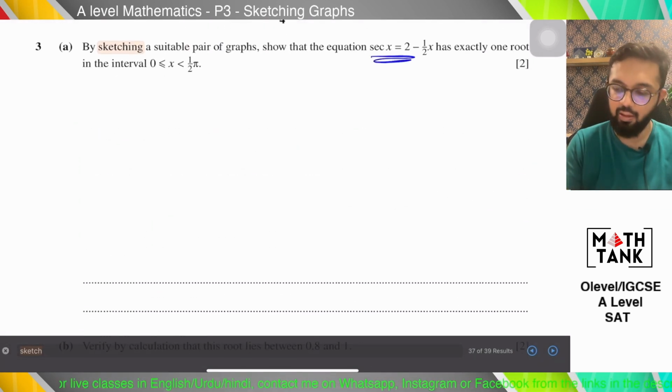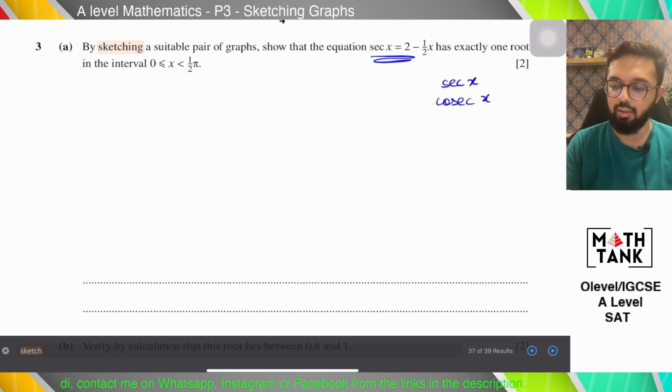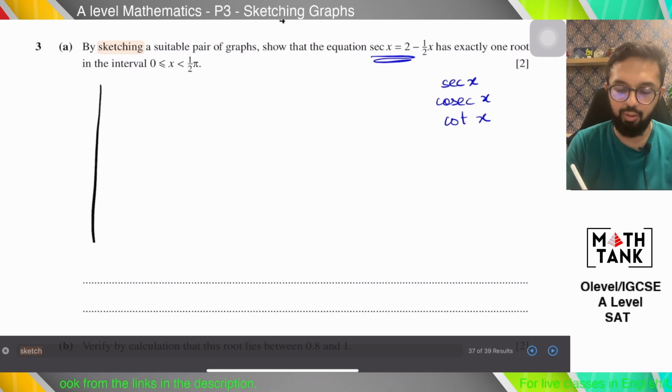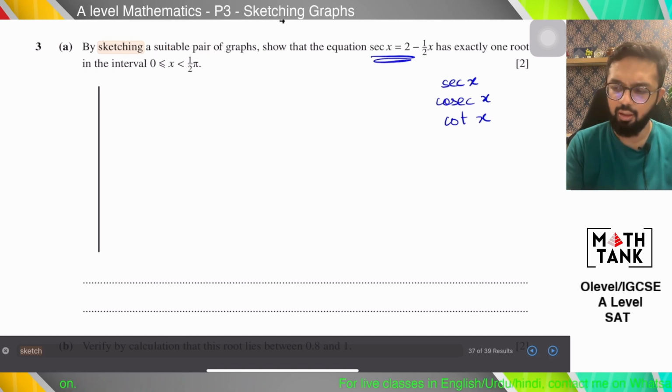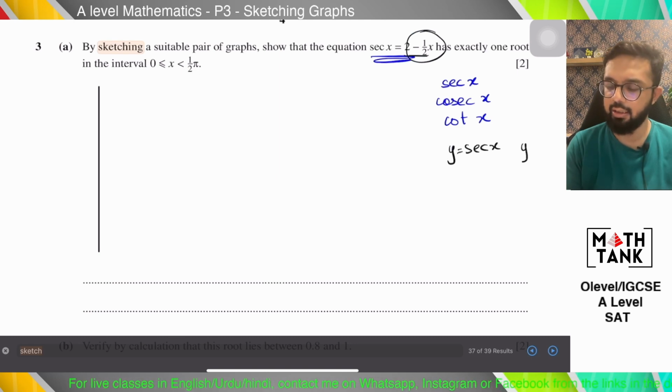It says sec x. So you need to know the graphs of sec x, cosec x, and cot x. Those three are there in a separate video on trigonometry. Just make sure that you know this. I'm just going to draw a bit of it here. It says it has exactly one root. So what are the two graphs that I'm trying to draw? I'm trying to draw sec x and 2 minus half x.